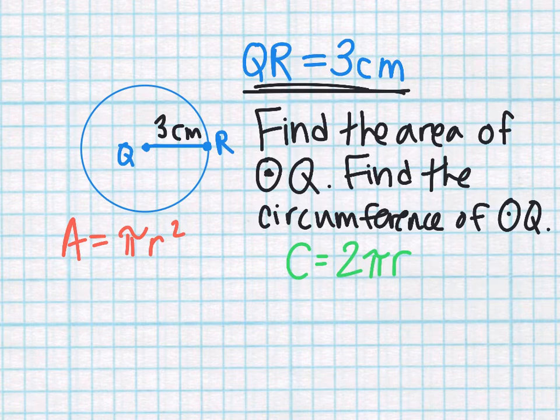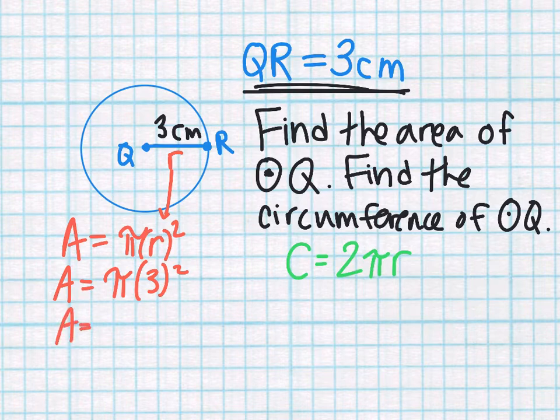So first let's start with area. This is my radius. My radius is 3 centimeters, so I'm going to plug this in right here. If it helps, go ahead and put some parentheses around the r. So area is equal to pi times 3 squared. Pretty easy. Area is going to be equal to, well, 3 squared is 9, and we always put the number in front of pi once we multiply this out. So 3 times 3 is 9 pi.